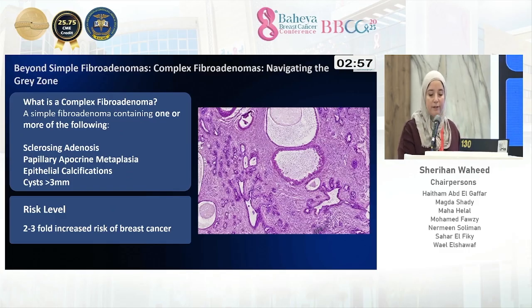The presence of these features alone does not automatically make it a B3 lesion. In many cases, a concordant complex fibroadenoma can still be managed as a B2 lesion. The diagnostic and clinical challenge arises when you find atypia within or associated with this complex fibroadenoma.